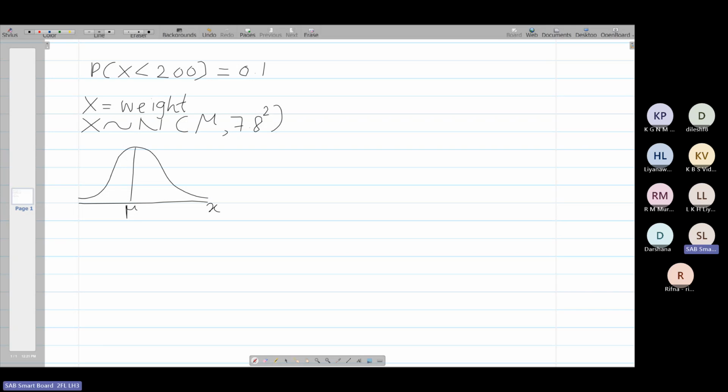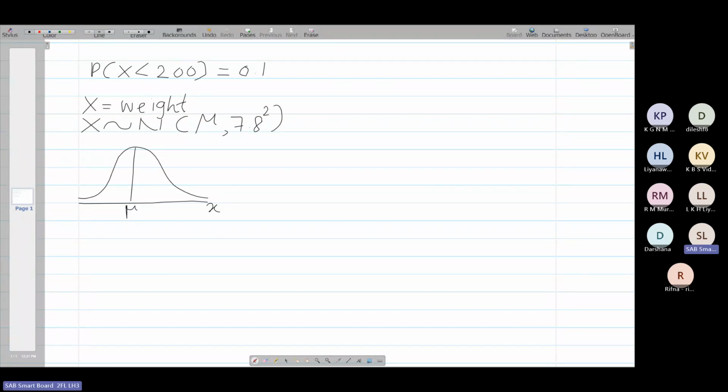Then here it says less than 200 is 10%. Then we find out where 200 is on this number line. The point is that we do not know the middle point. Mu value we do not know, so we cannot directly identify where 200 is. If we knew the value, we could find where it is. Okay, then looking at 200, less than 200 is 10%.